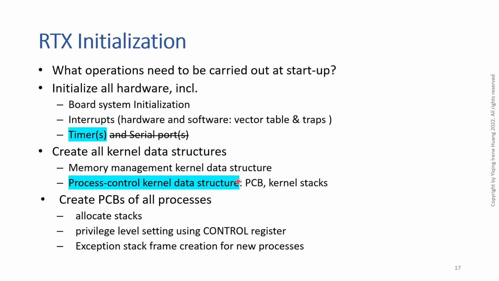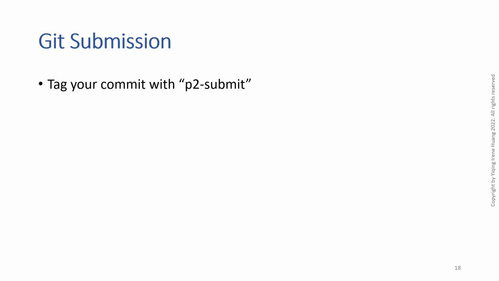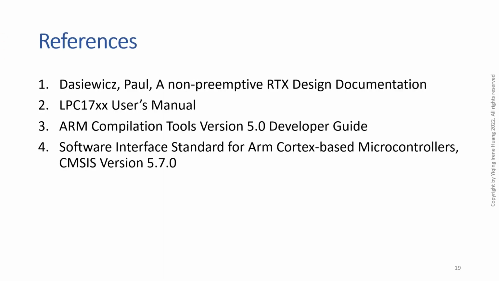In part B, the most important thing is during the kernel initialization phase, we need to initialize the timer interrupt. And for the process control data structure, we need to add the timer I process initialization. For submission, we're going to use Git again, and remember to tag your commit with P2B-submit.